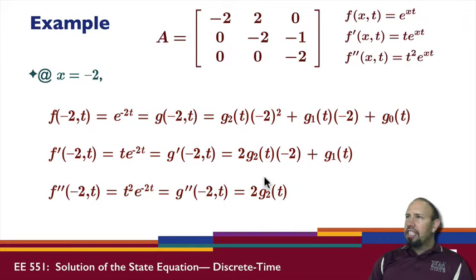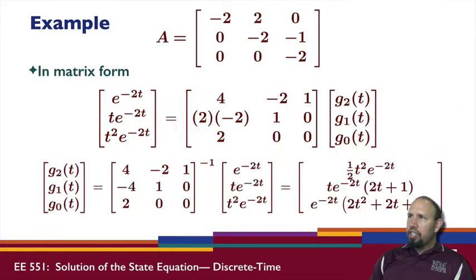And so I can stack these three equations into a vector equation. I can factor out the unknowns. Okay, so these are the quantities I have, and I get this matrix in between. This is my generalized Vandermonde matrix, and I take the inverse of this generalized Vandermonde matrix, and I get now the functions g.